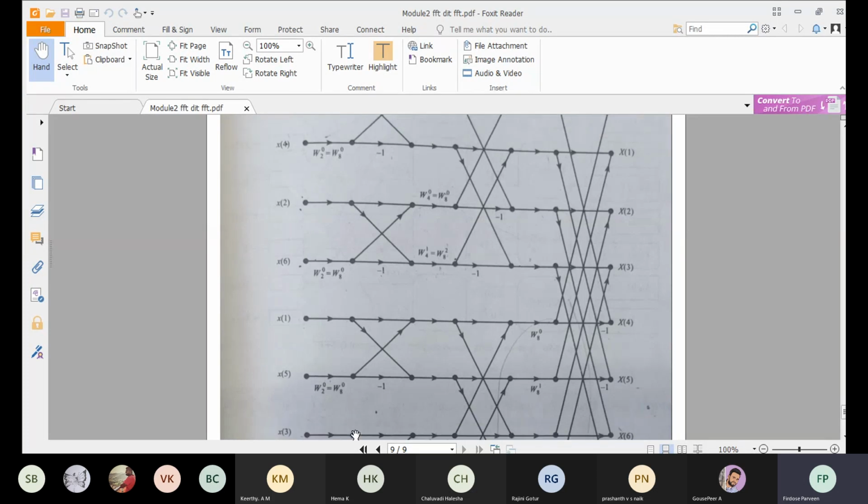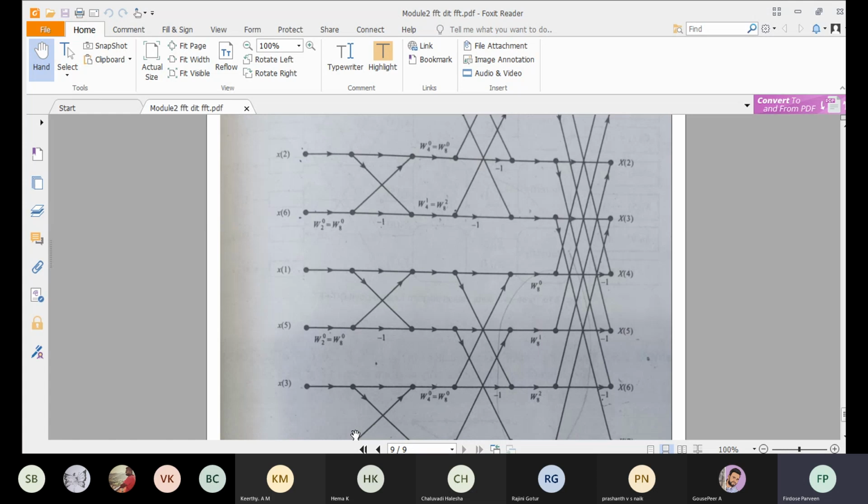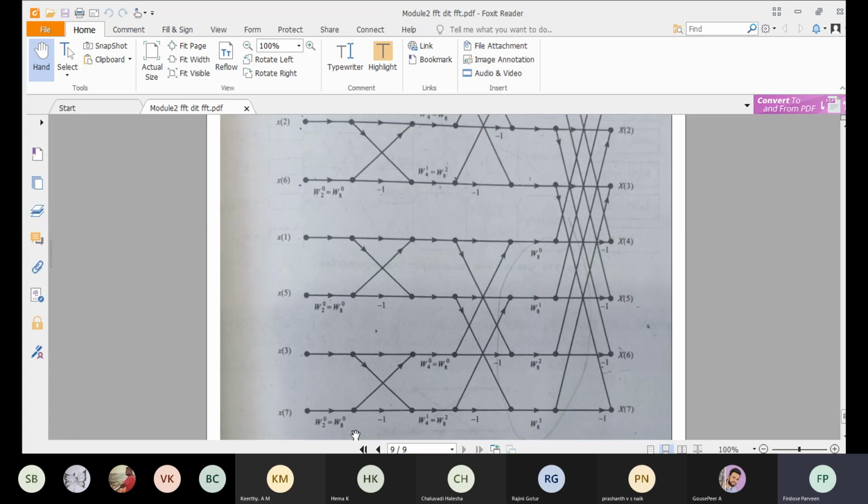Got? Again in the same way, x of 6 is 1, 1, 0. If you read from the right side, it is 0, 1, 1, so it is x of 3. X of 7, how is it? 1, 1, 1. If you read from the right side, it is the same 1, 1, 1. Got? So like this. So this is called the reduced form.